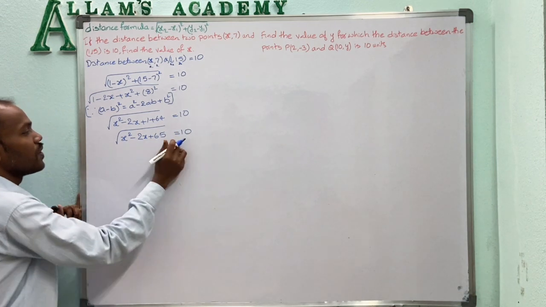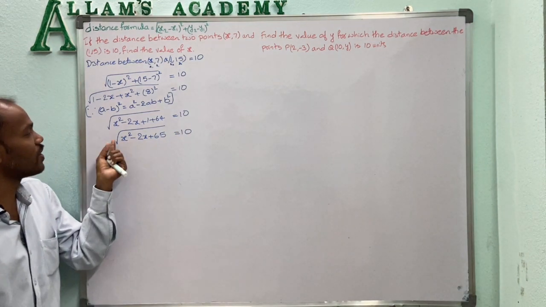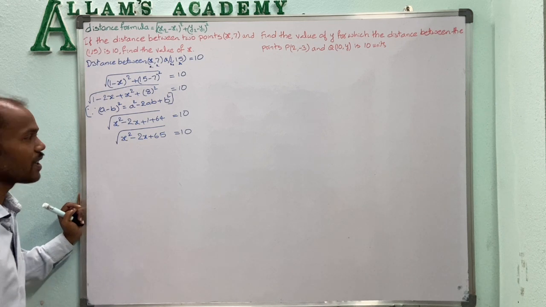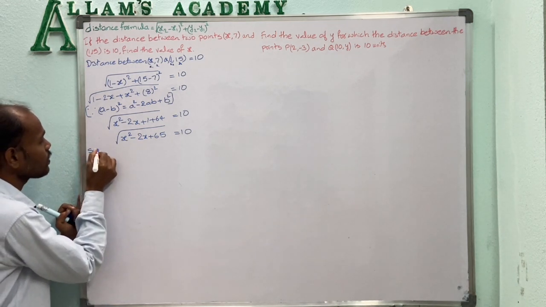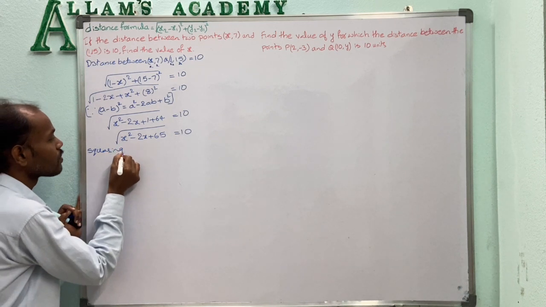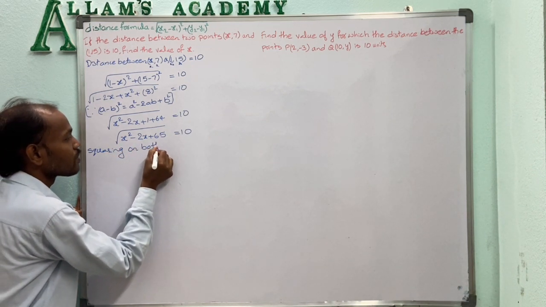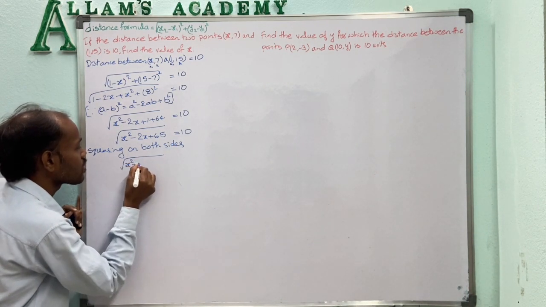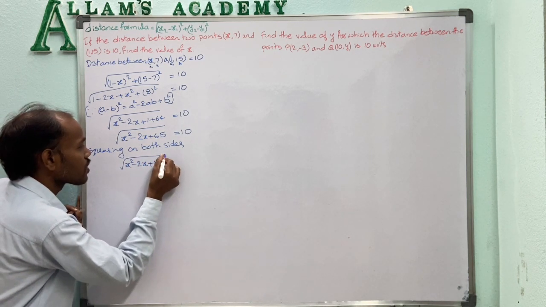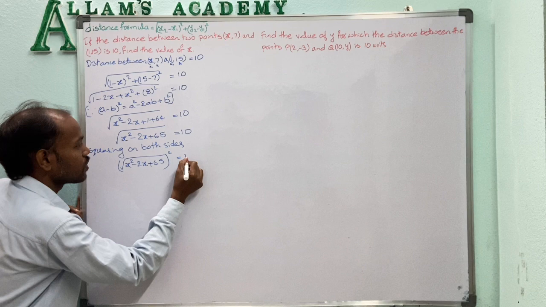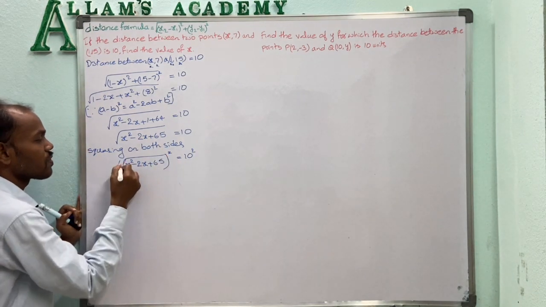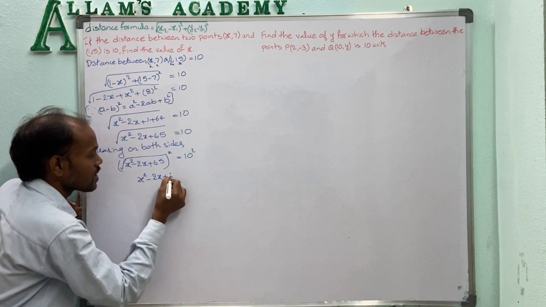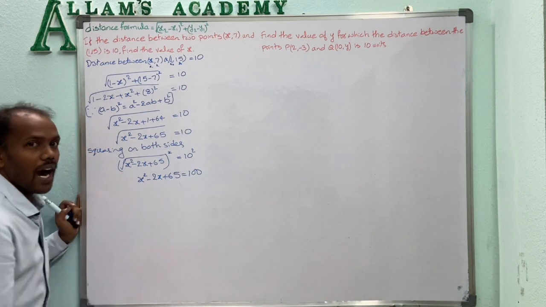Now here we have to find the x value, but this x is inside a square root. So to cancel the square root, we square on both sides, then the square root will be cancelled. The square root of (x squared minus 2x plus 65) whole squared is equal to 10 squared. So the square root and the square get cancelled. That means what remains is x squared minus 2x plus 65 is equal to 10 squared. 10 squared is equal to 100.